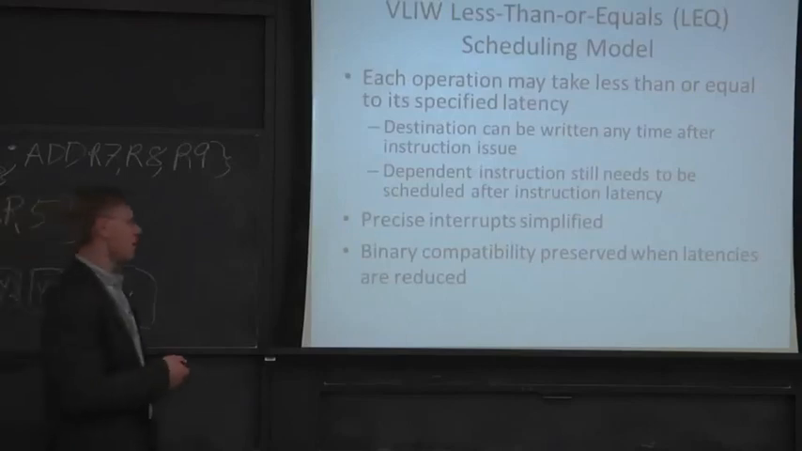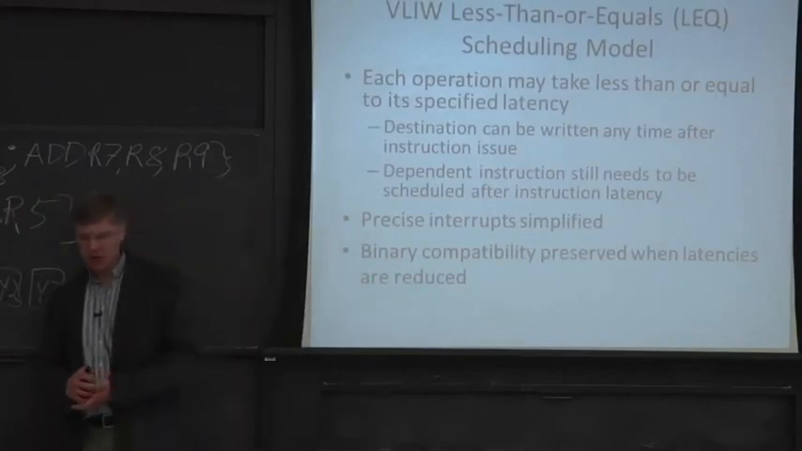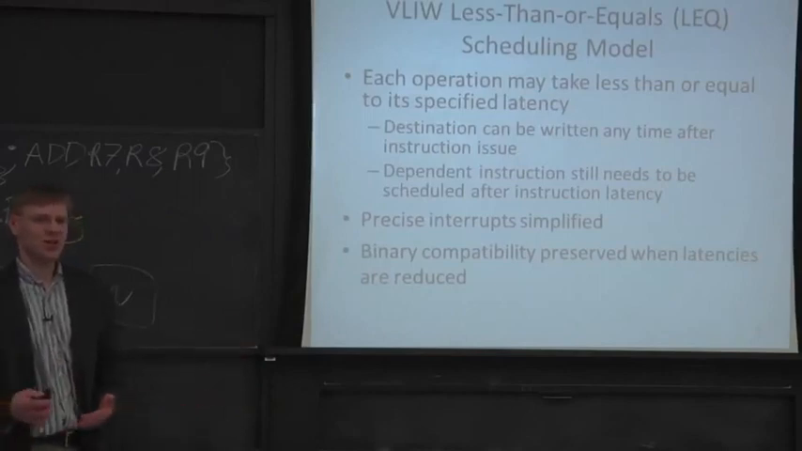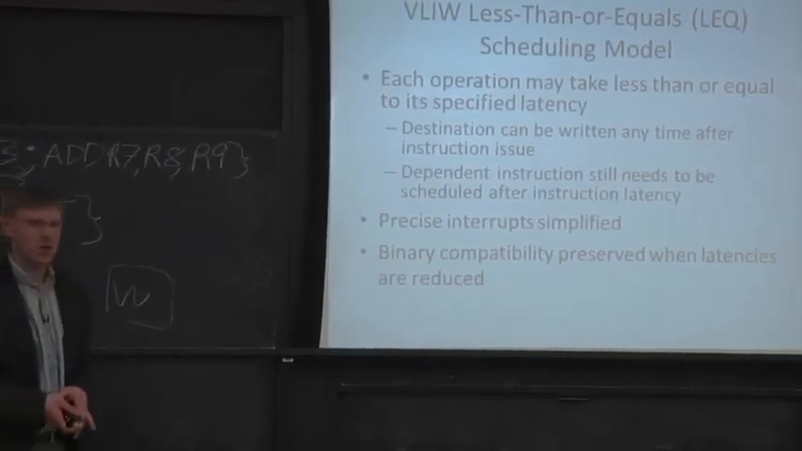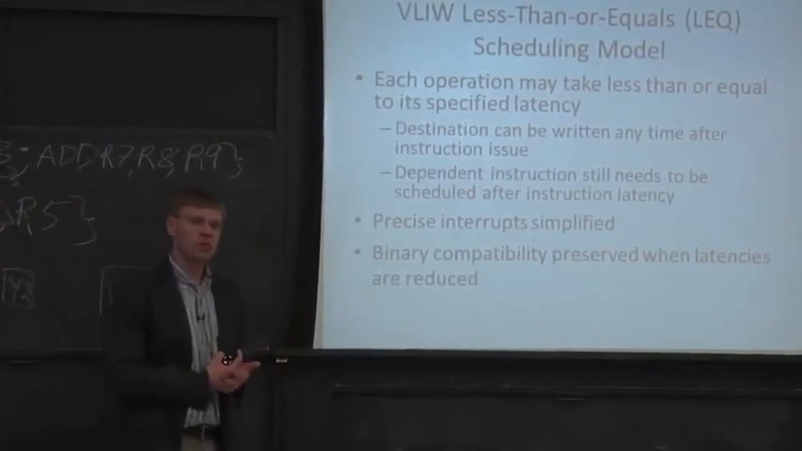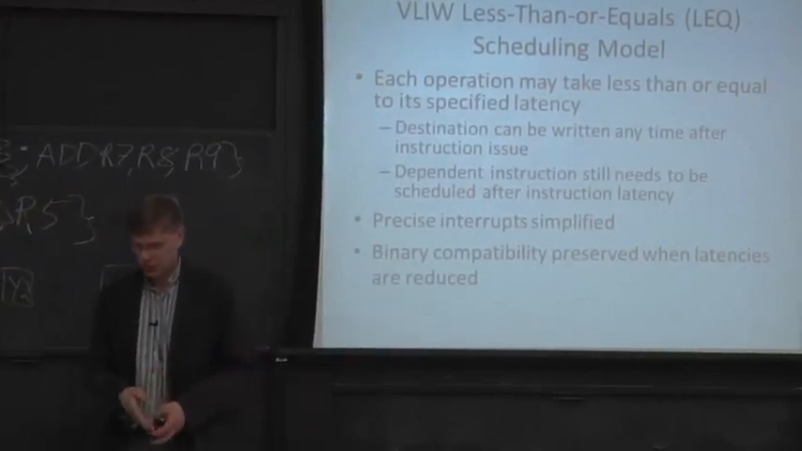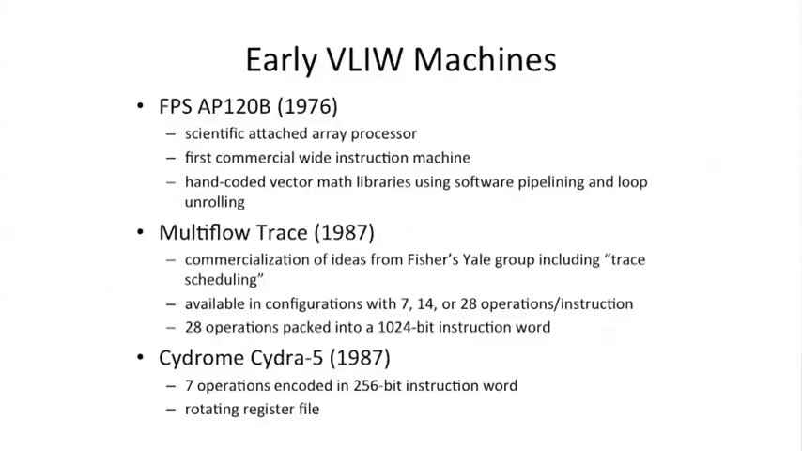Some other positive things pop out of this. You end up with binary compatibility preserved when the latencies are reduced. So let's say you make a faster processor where your multiply, instead of taking 4 cycles, only takes 3. That's a positive here. You may not get more performance from it, but at least you won't get incorrect execution. So that's a positive outcome here.